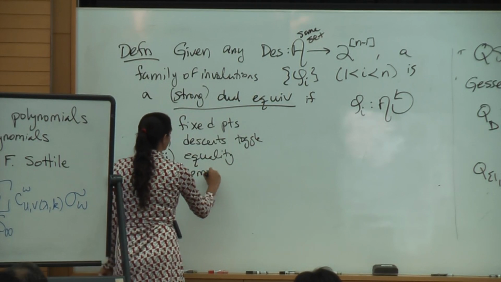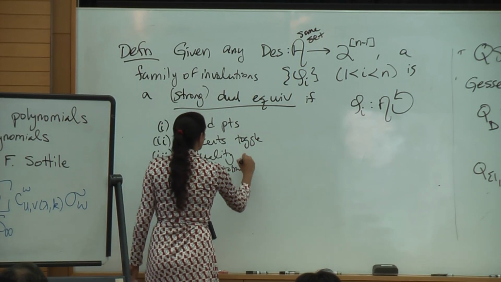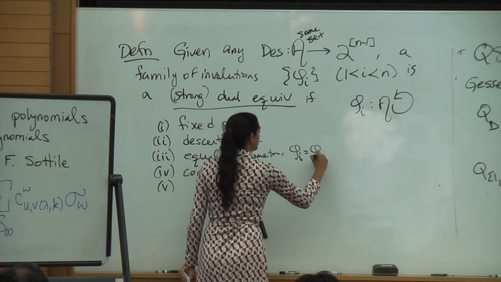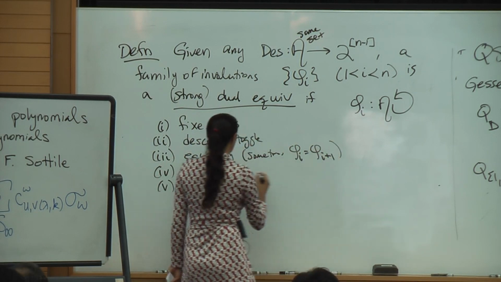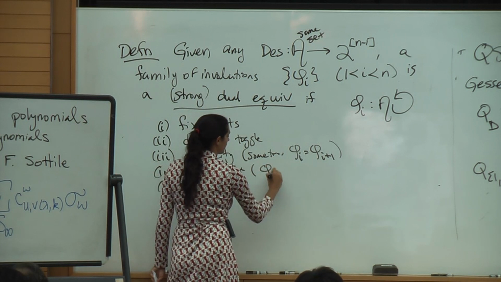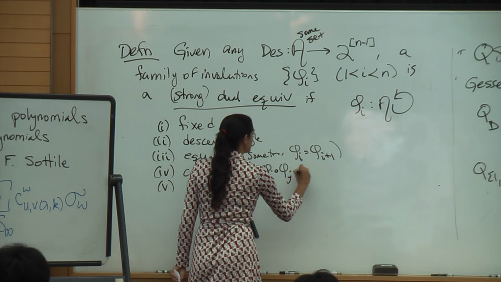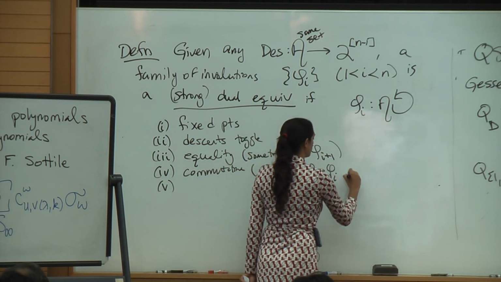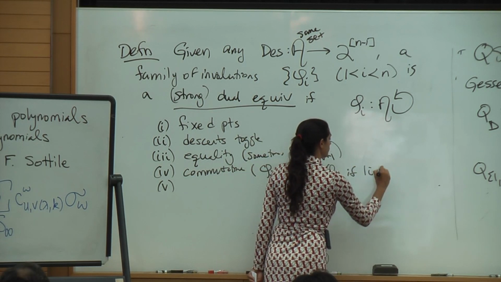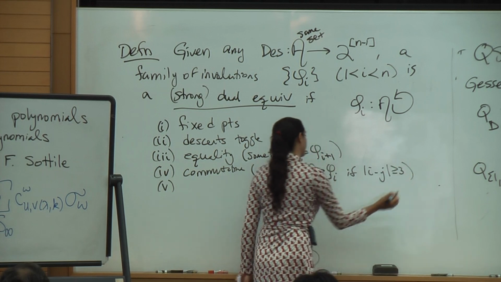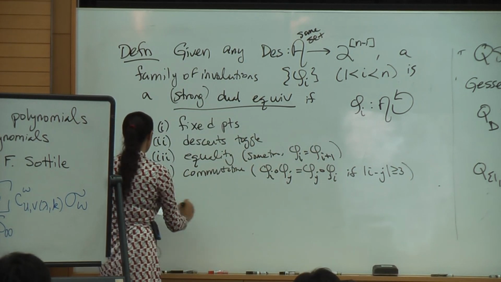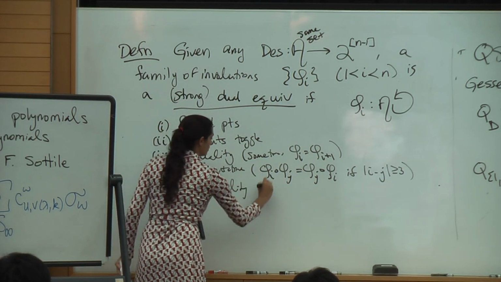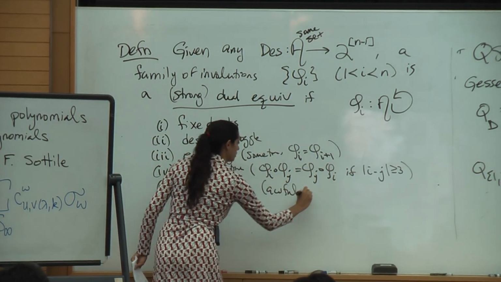There's a commutativity, and so maybe I'll put here, sometimes phi_i equals phi_{i+1}. Commutativity says that phi_i composed with phi_j is equal to phi_j composed with phi_i whenever i and j are far apart. And the definition of far apart is at least 3. And then there's this minimality one. Minimality. And this one's not local.